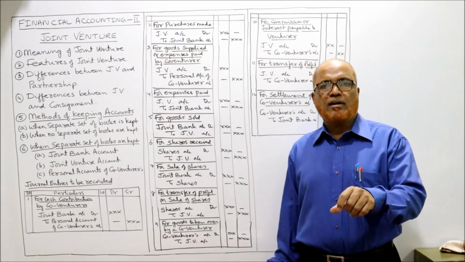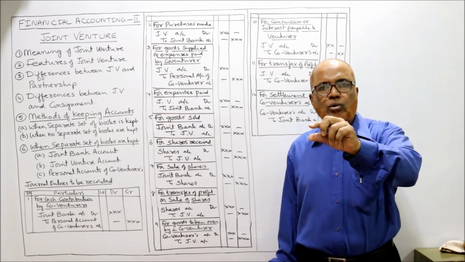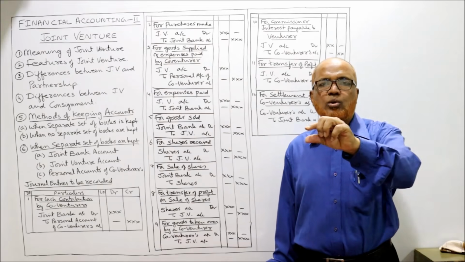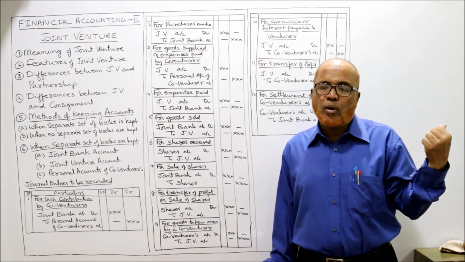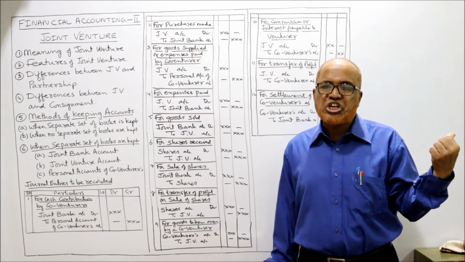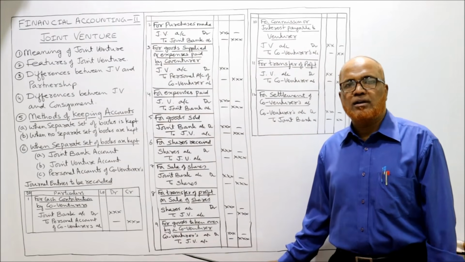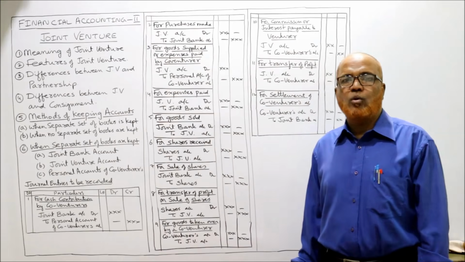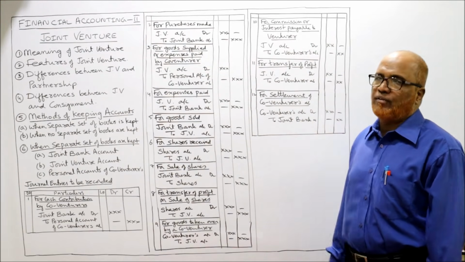तो जॉइंट वेंचर को क्रेडिट करेंगे. अगर गुड्स बेचते तो जॉइंट बैंक अकाउंट डेबिट टू जॉइंट वेंचर. लेकिन बेच नहीं रहे हैं, but one of the co-venturers is taking over the goods. So entry will be co-venturer's account debit to joint venture when goods are taken over by one of the co-venturers.